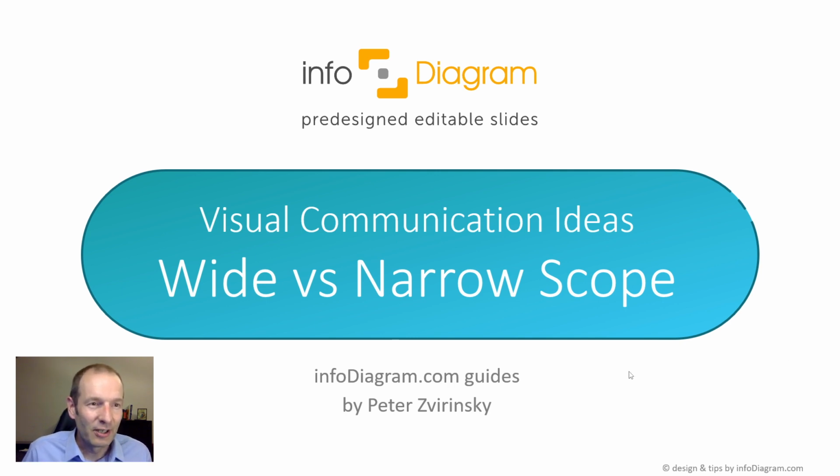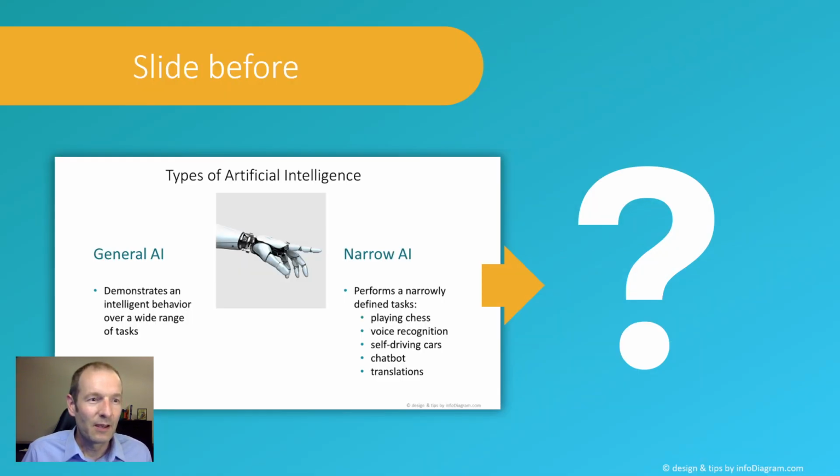So let's look at a case of the slide which I would like to talk about today. And this is a slide which I have before the redesign. So this is the slide which presents two types of artificial intelligence. You see there is a text, there's some picture, but how to make it more visual with using some visual aids. So let's dive into the analysis and redesign process.